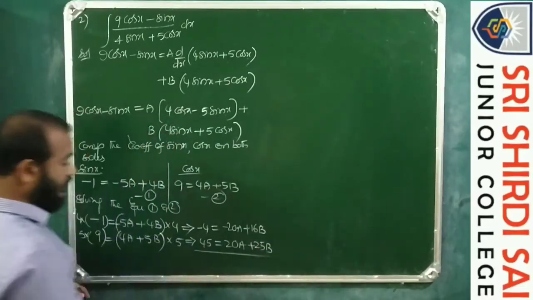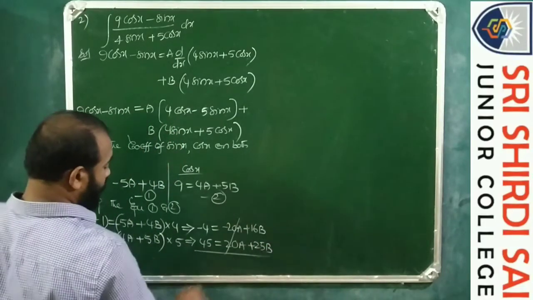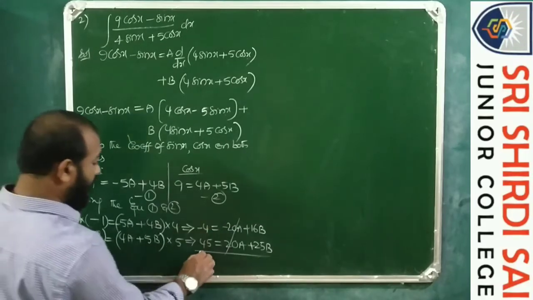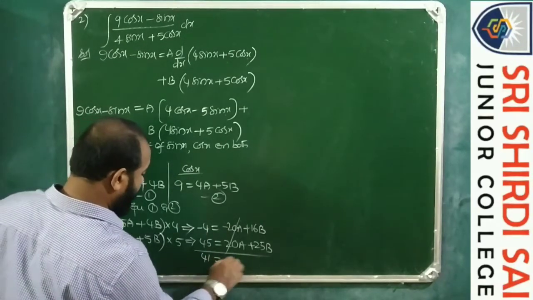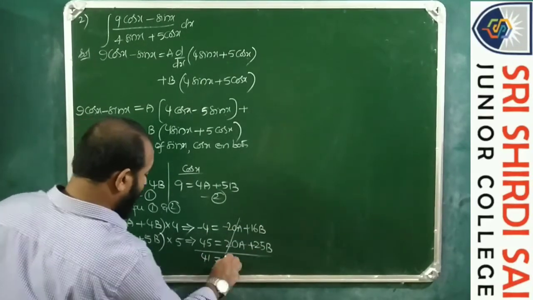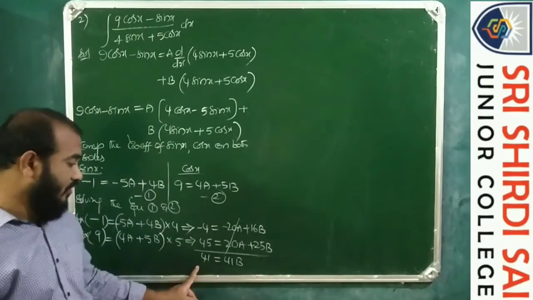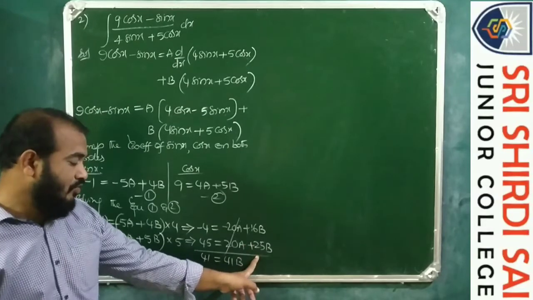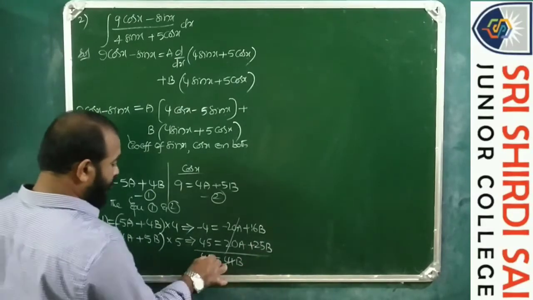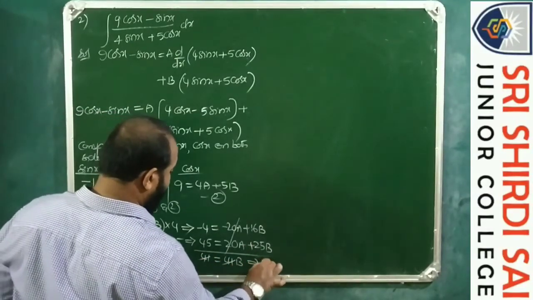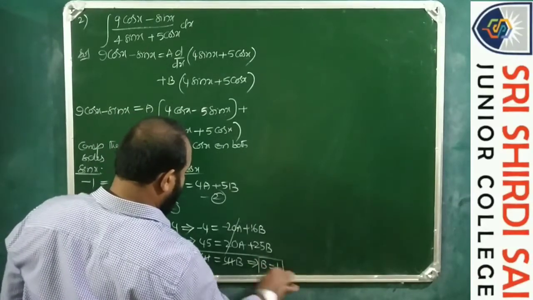So let us add it. So these two gets cancelled. 45 minus 4 is 41 is equals to 16 plus 25 is 41b. 45 minus 4 is 41. 16 plus 25 is 41. So 41 can cancel. B is equals to 1.